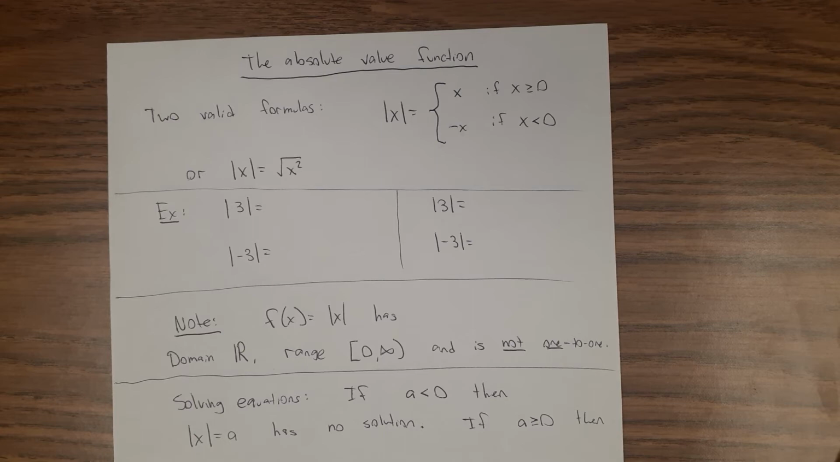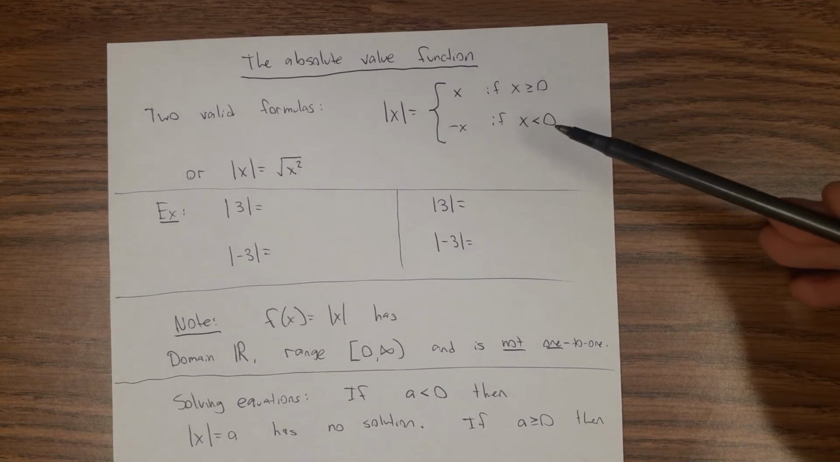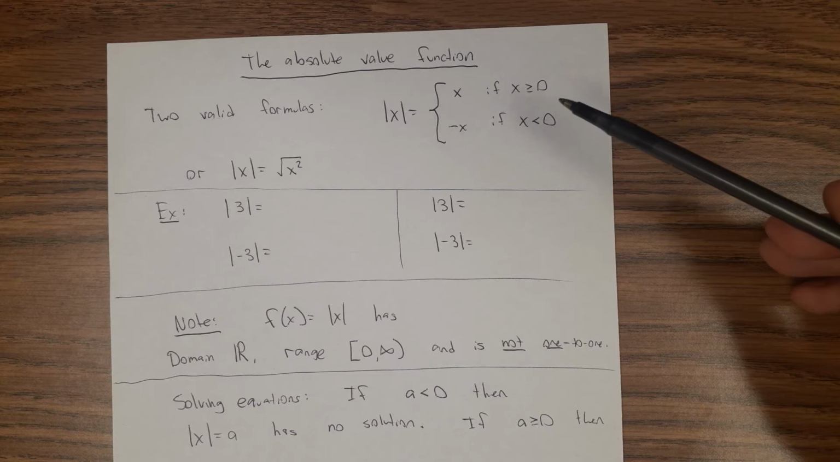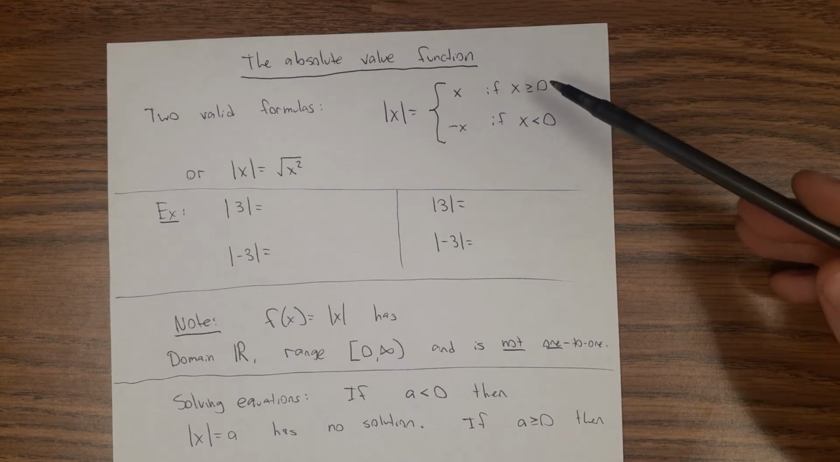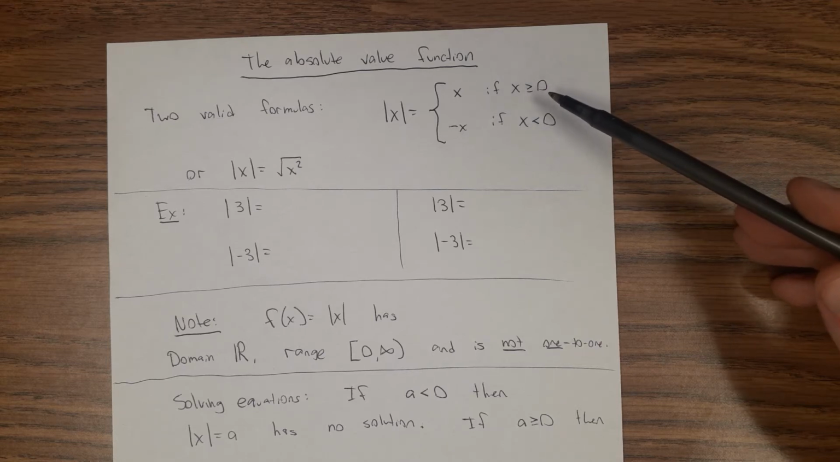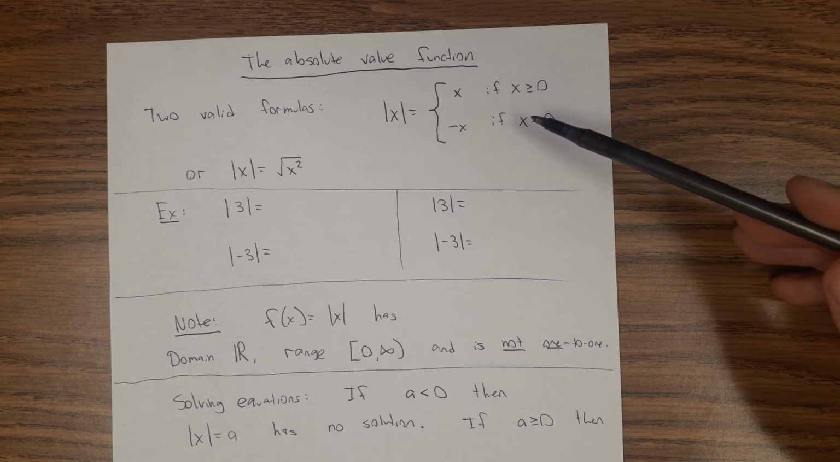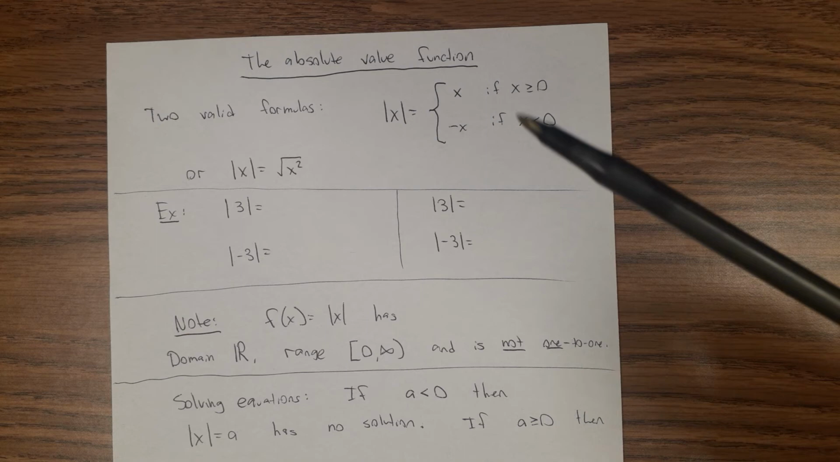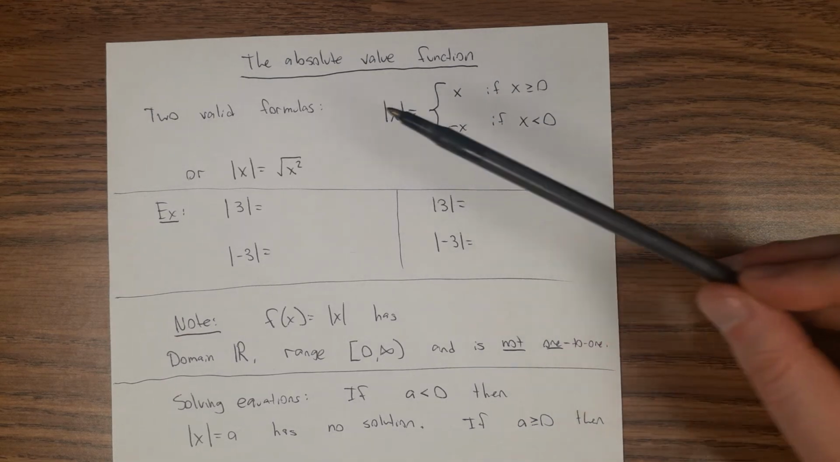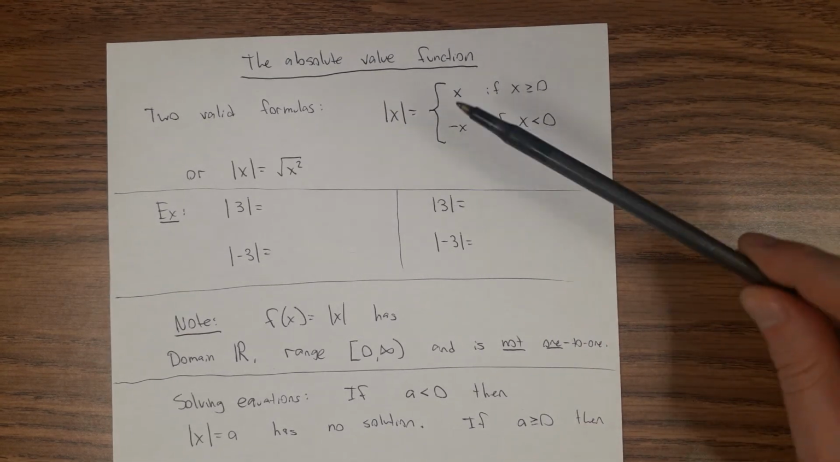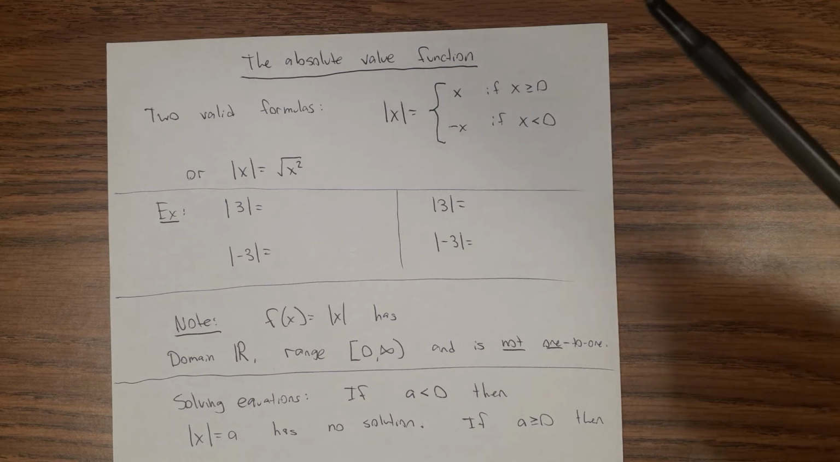Okay. So let's talk about absolute values. Most people regard absolute values as extremely easy, but then it's common to get tricked by absolute values in some ways. So let's talk about it. I would say there's 2 valid formulas. Well, there's probably more than 2, but I'll talk about 2.